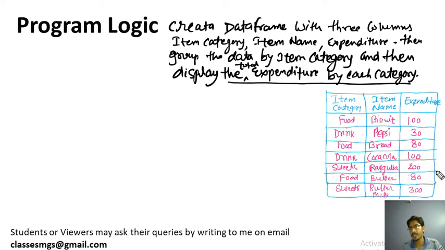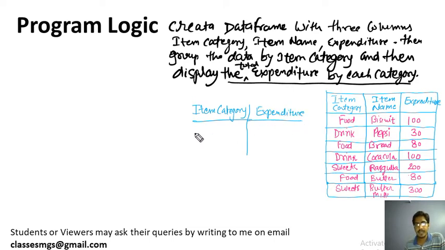and what is supposed in output? Okay, then only you will be able to do something. What is supposed in output? Output is supposed like this: item category, then you will have the expenditure, and here we will have the three item categories. What are the three item categories? One item category is food, another item category is drink, and the third is sweets.